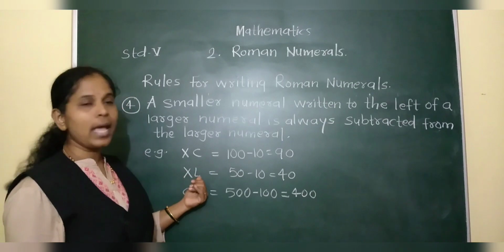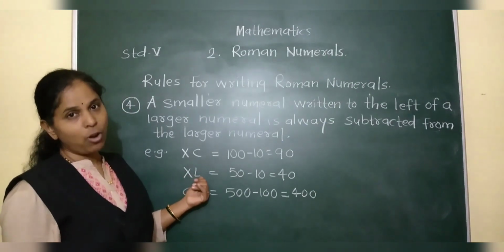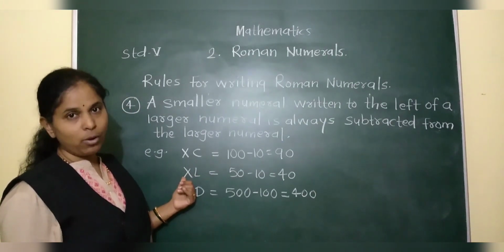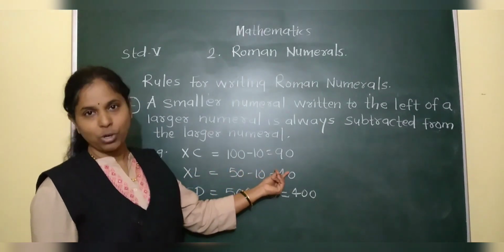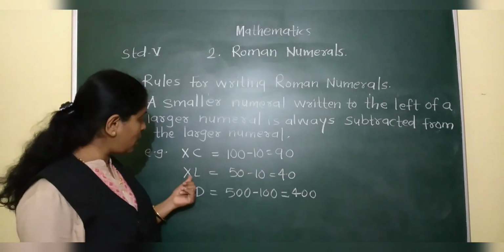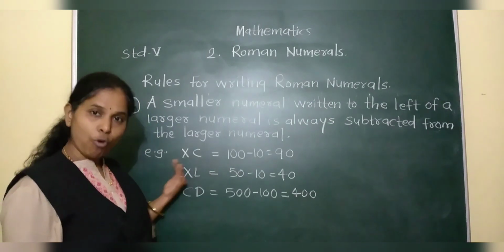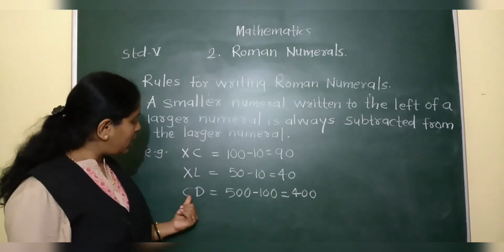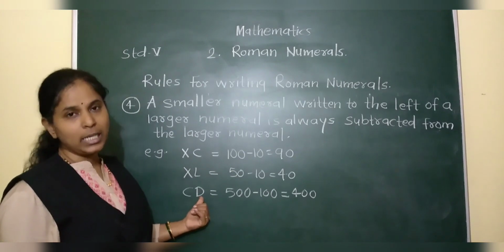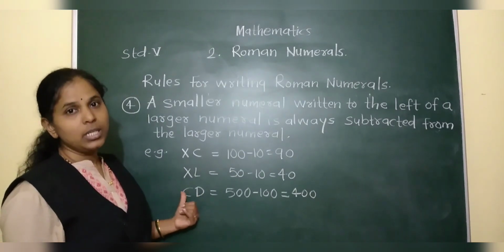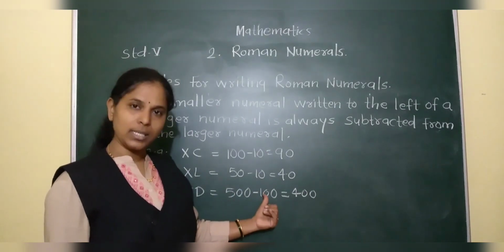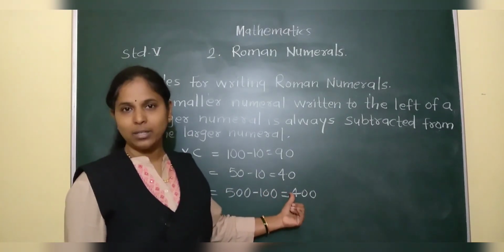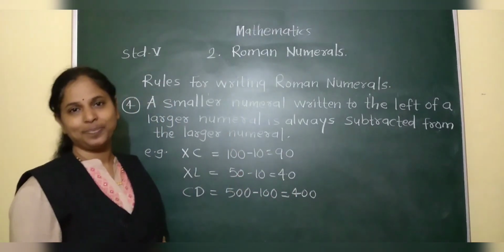Next one, XL. L stands for 50. X stands for 10. So 50 minus 10 is equal to 40, because here X is written before a larger number. Next, CD. D stands for 500. C stands for 100. So 500 minus 100 is equal to 400. This is the fourth rule.